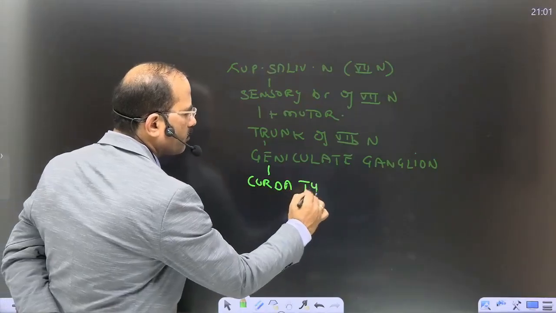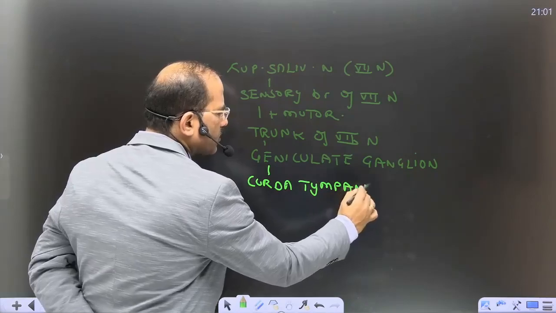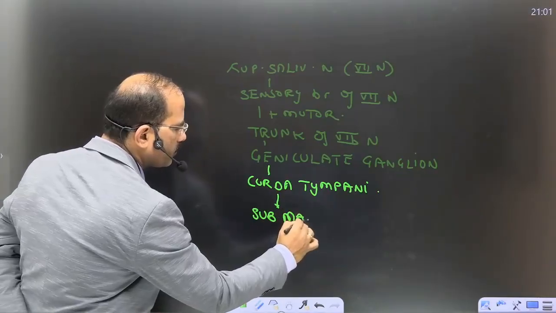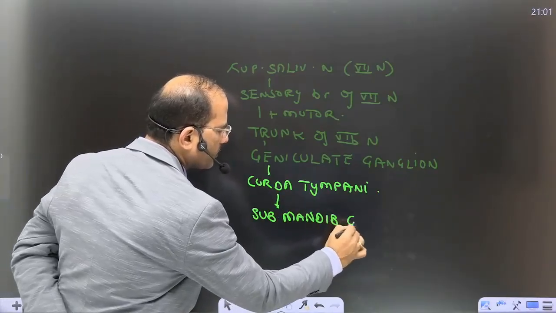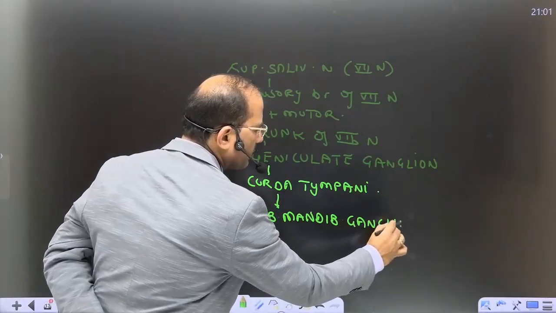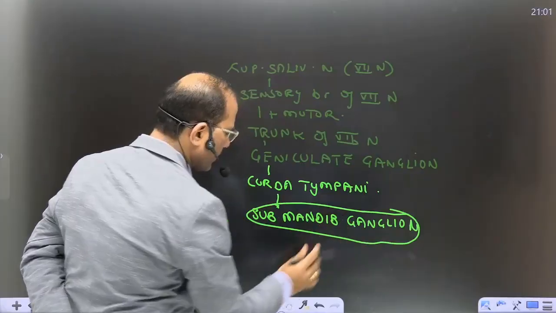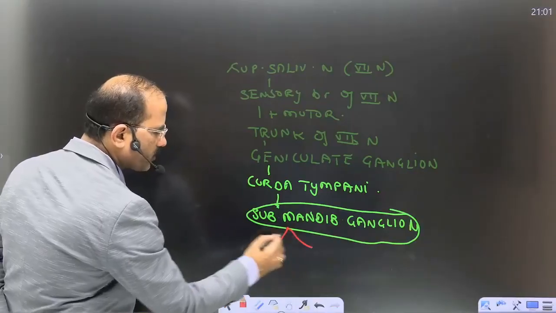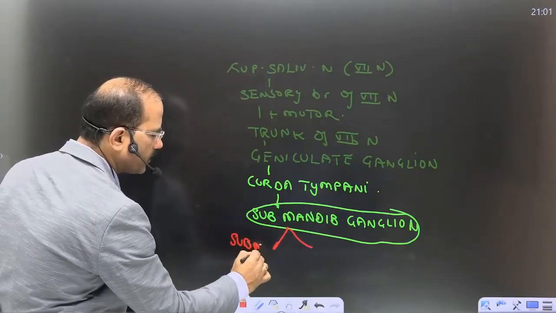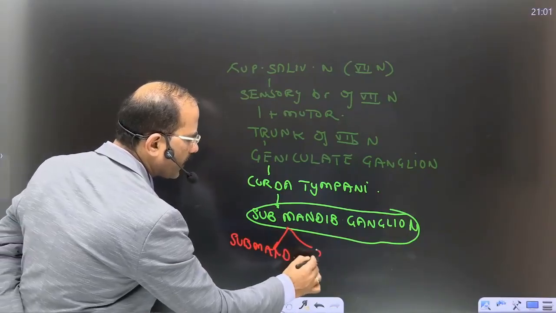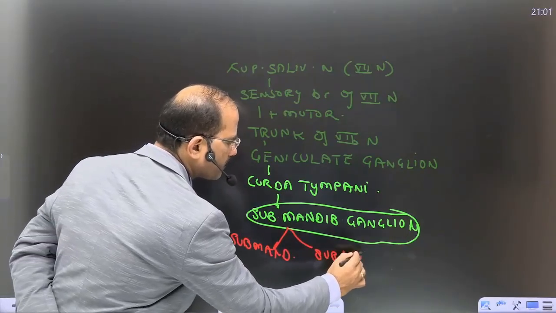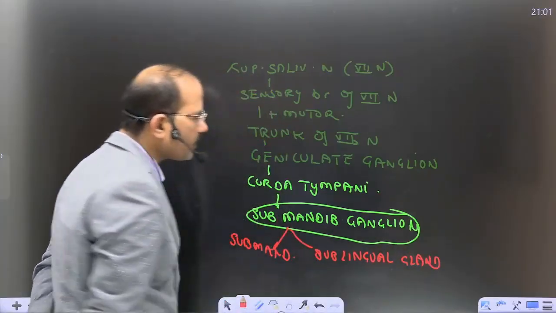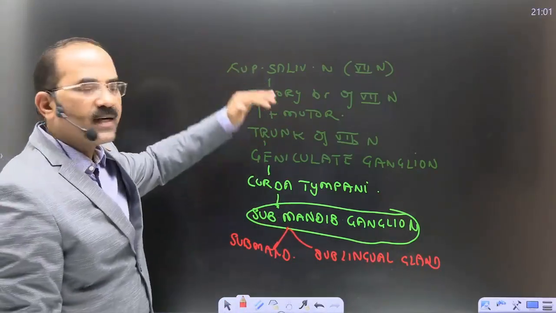This chorda tympani comes and relays in the submandibular ganglion, and from this submandibular ganglion we get postganglionic fibers which are going to supply the submandibular and the sublingual glands. Clear? So superior salivatory nucleus, that is located in the brain.